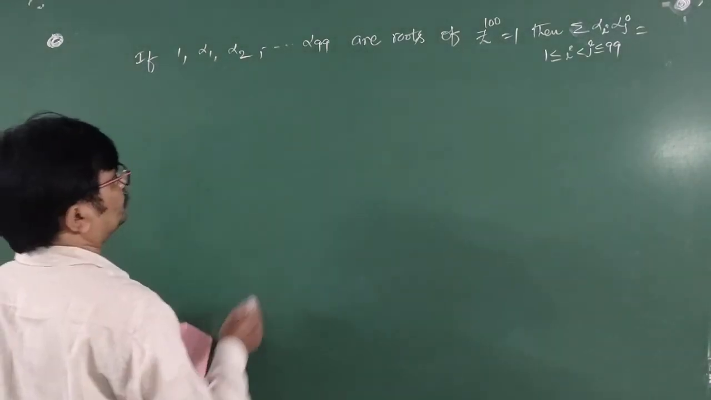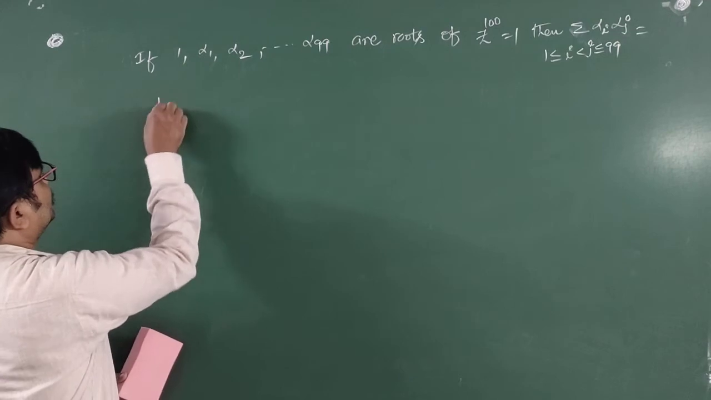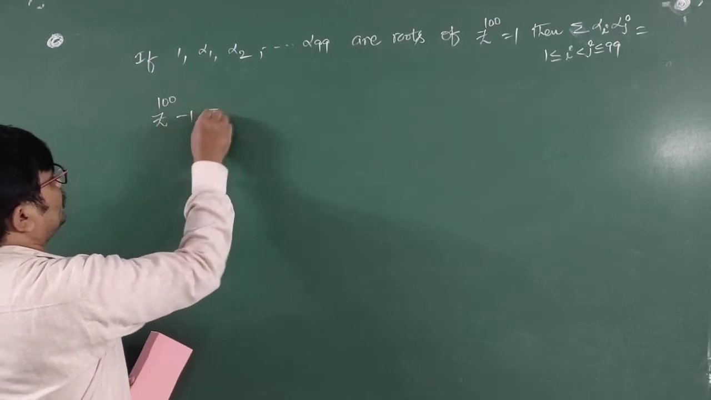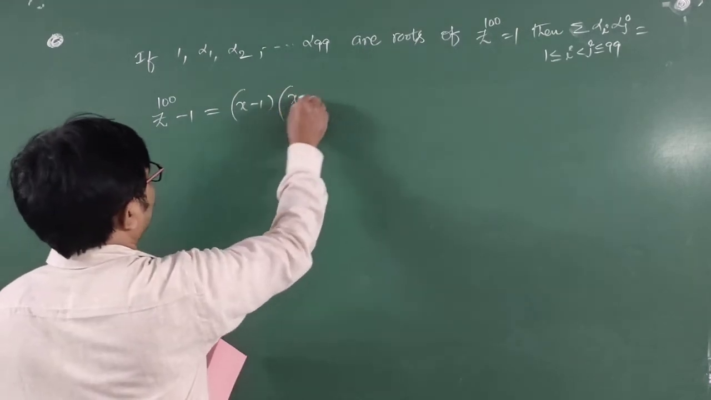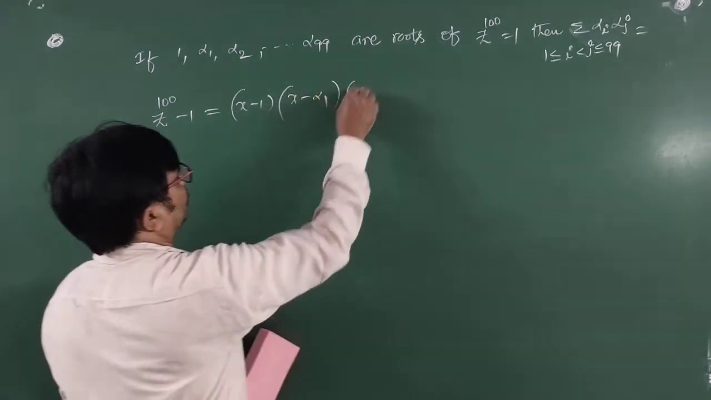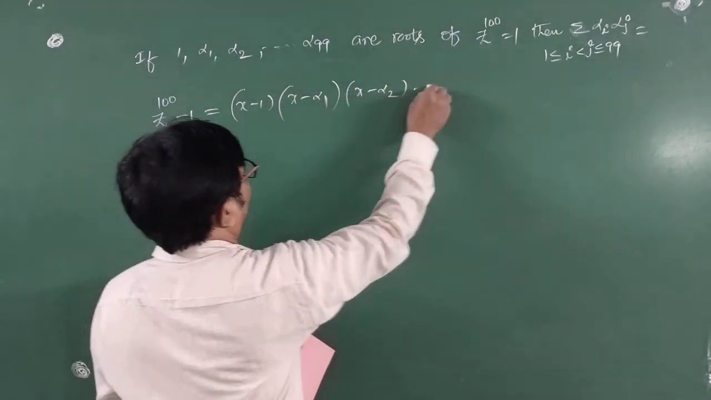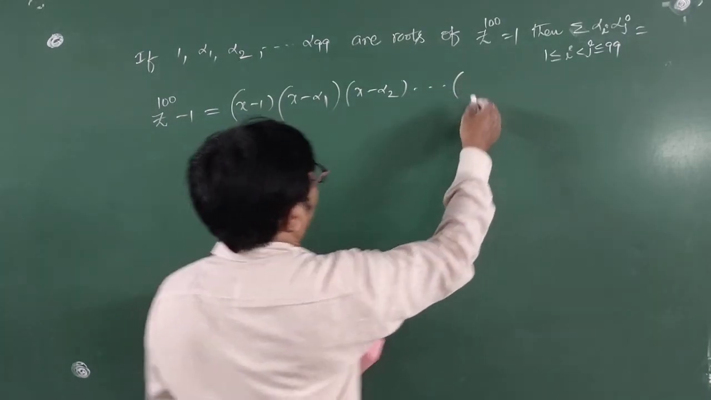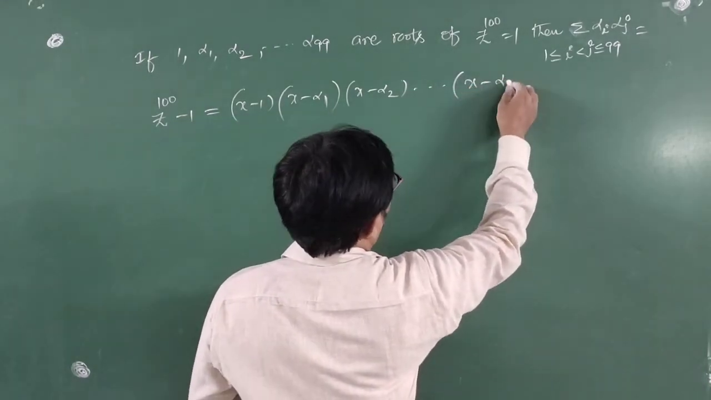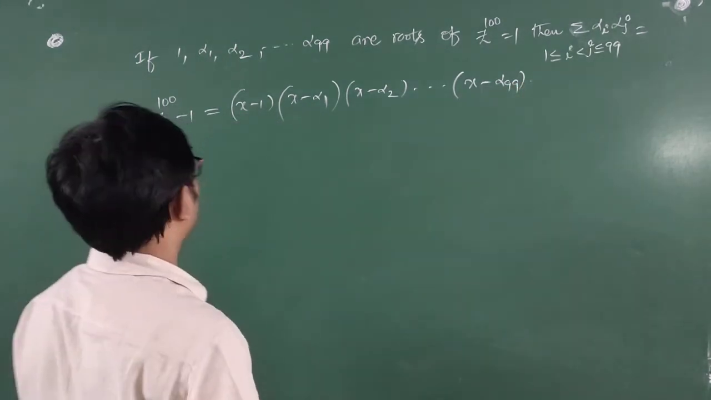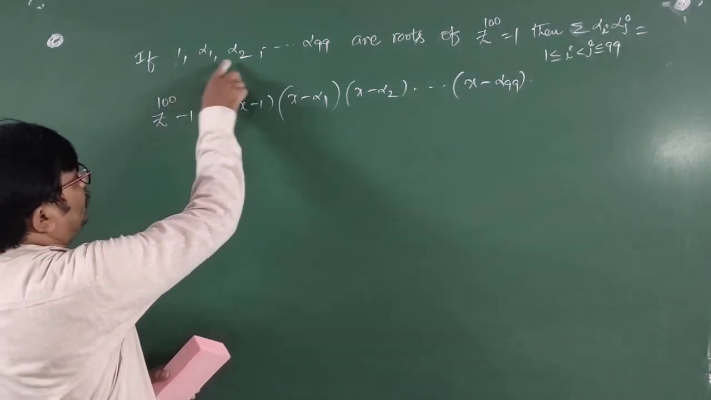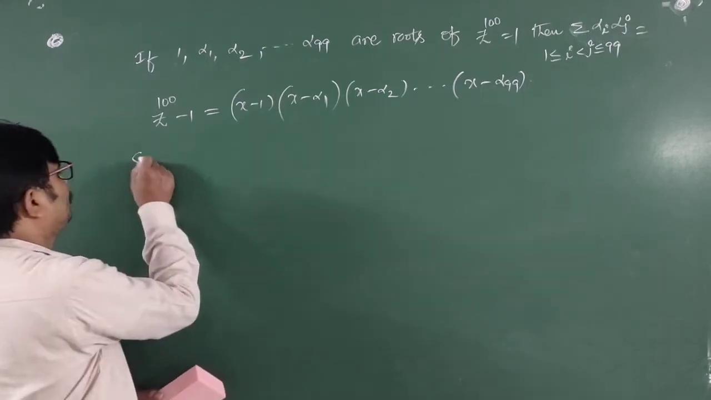Similarly students, we can write z power 100 minus 1 equal to (x minus 1) into (x minus alpha 1), (x minus alpha 2) and so on up to (x minus alpha 99). So dear students, what are the roots here? 1, alpha 1, alpha 2. Sum of the roots.